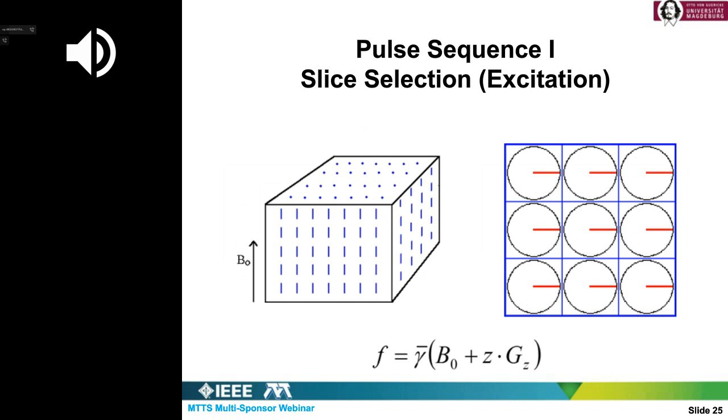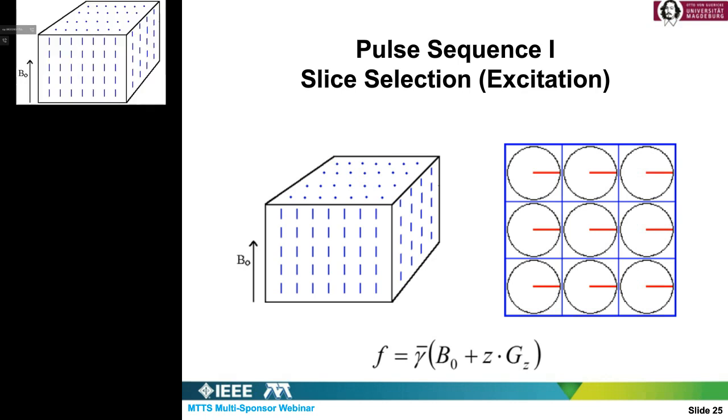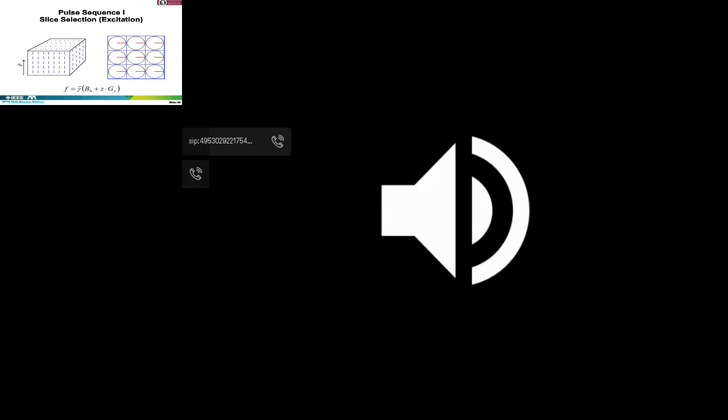Okay, here I will try to make some animation. Left-hand side is the body. The vertical direction is the direction of the static magnetic field. We excite just one slice. I hope you see it now in the preview, in the audience view. So now we could invert the population at a certain slice.